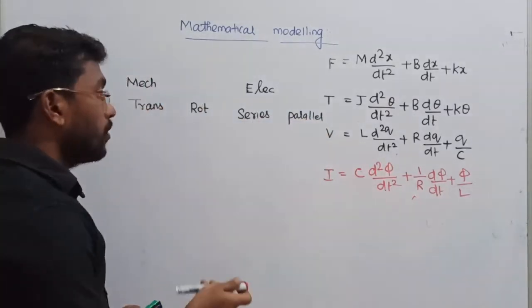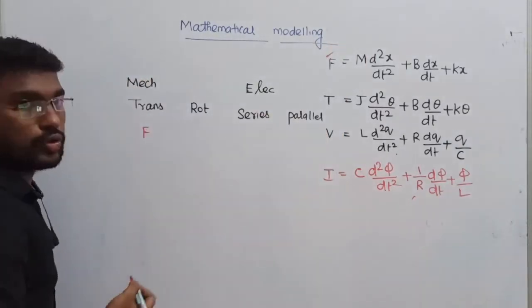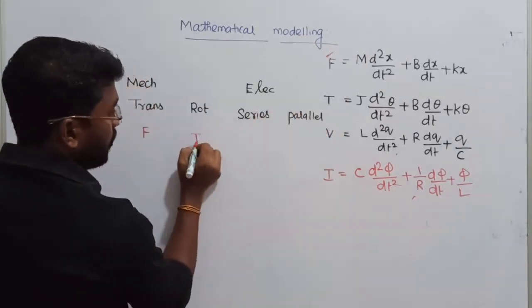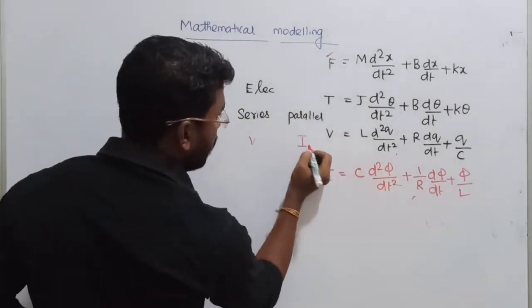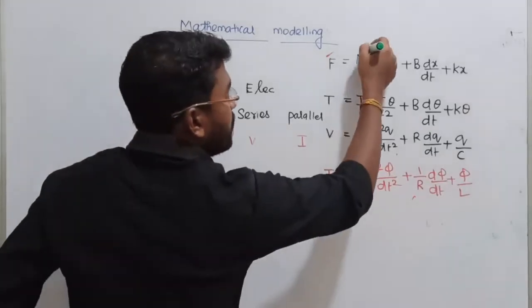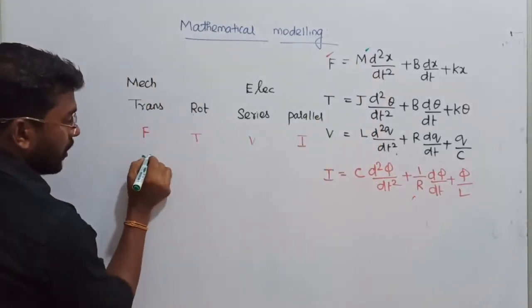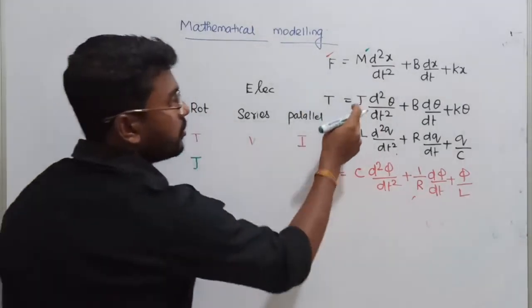When I am looking at the mechanical system, the source here, force, is going to be our source. For the rotational system, torque is going to be our source. For the series circuit, voltage is going to be our source. For the parallel circuit, current is going to be our source. Similarly, if I write the relation, in the mechanical system the mass of the body can be written as m, right? For the rotational system, it is going to be J.